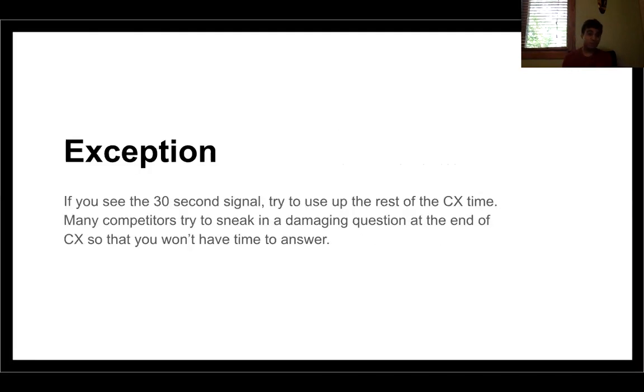The one exception being this. If you do see the 30-second signal, that's usually a C. Try to use the rest of your cross-examination time. Many competitors try to sneak in a damaging question at the end of cross-ex so that you won't have time to answer. So, if you see that 30-second signal, just keep on rambling till you see that fist. And then you're free to just chill.